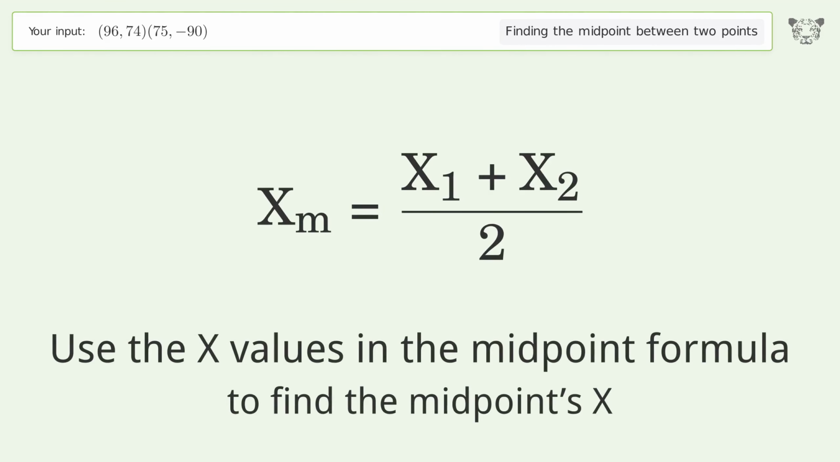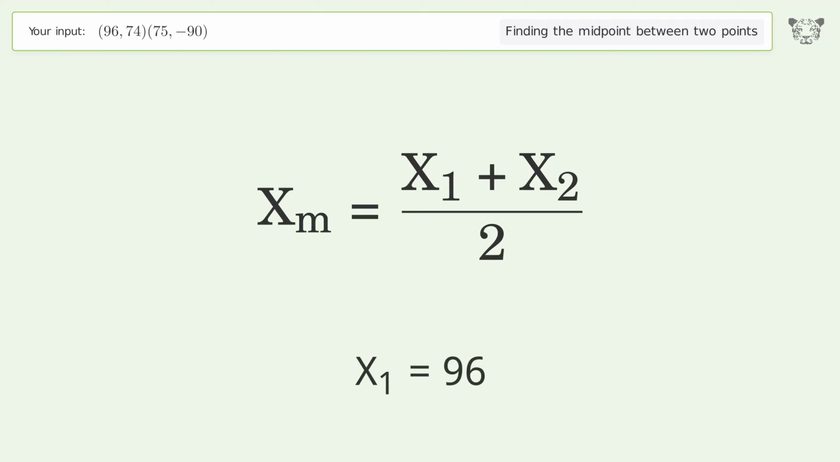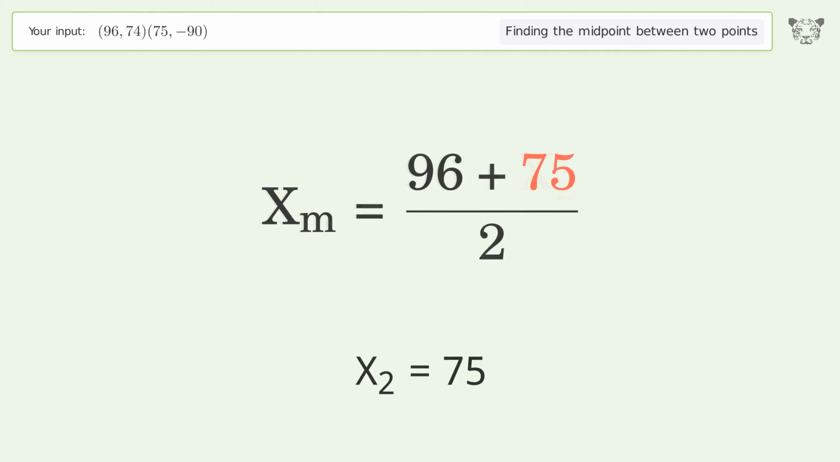Use the x values in the midpoint formula to find the midpoint's x. x1 equals 96. x2 equals 75. Simplify the arithmetic.